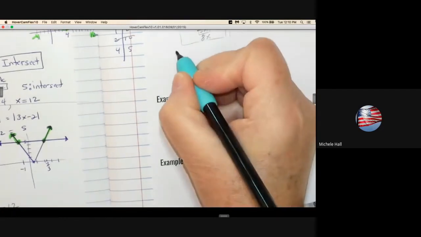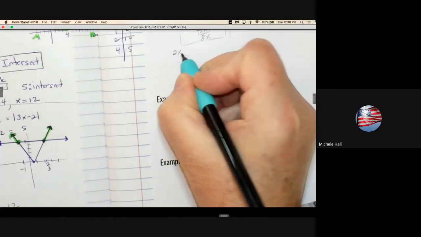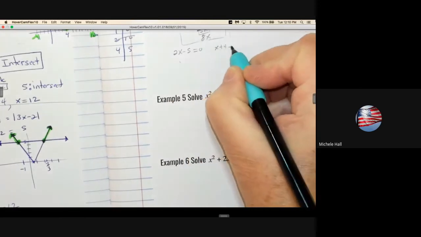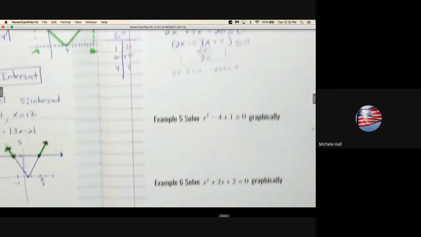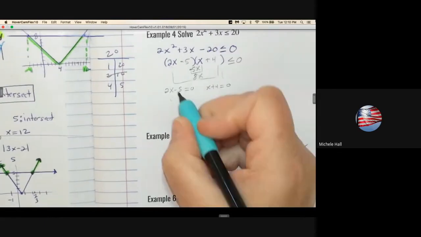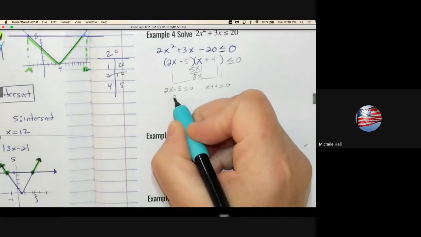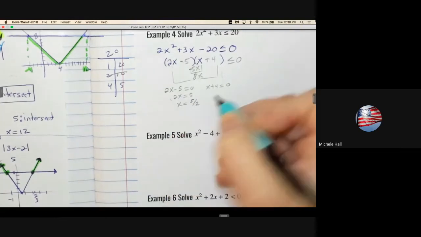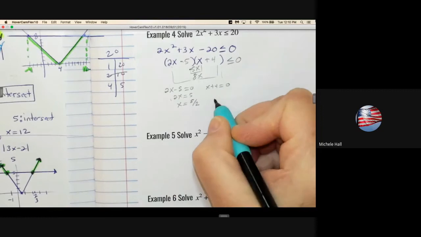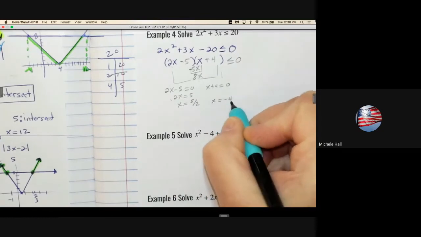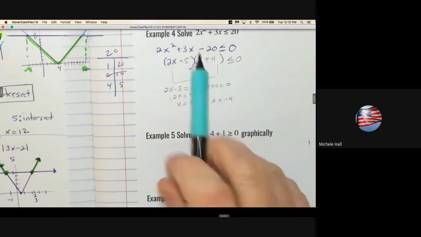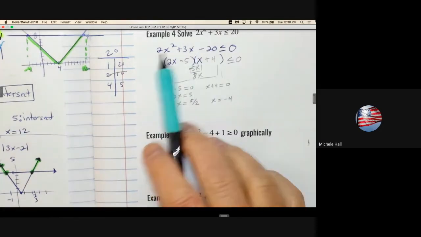We have 2x minus 5 equals 0, and x plus 4 equals 0. Here, we're going to shift the 5 over. 2x equals 5, so x equals 5 halves. And we have x equals negative 4. How can I do this algebraically? Well, I know that the parabola is facing upwards.